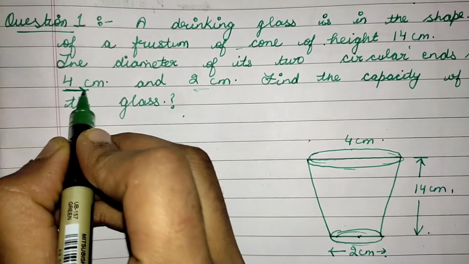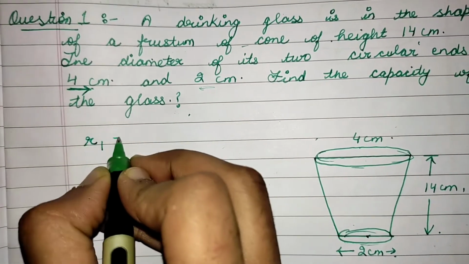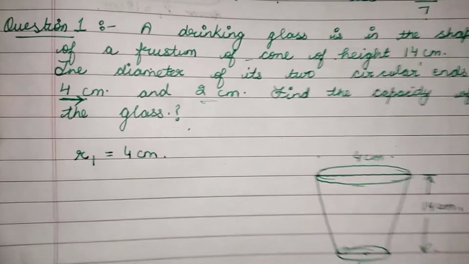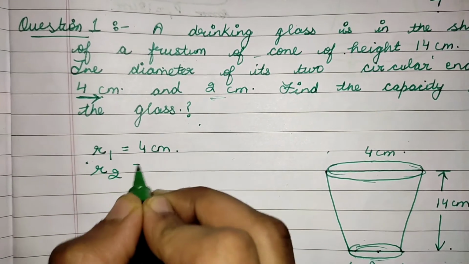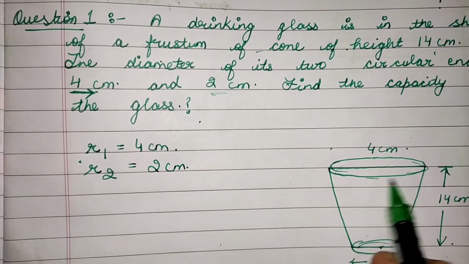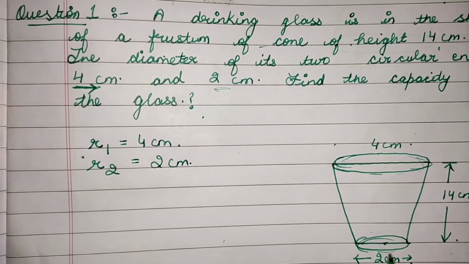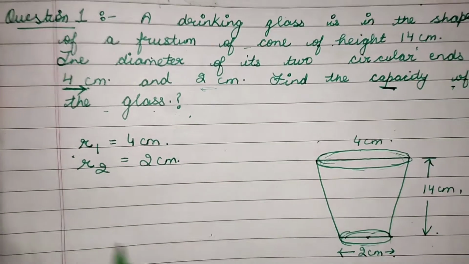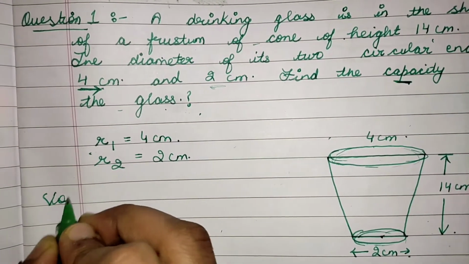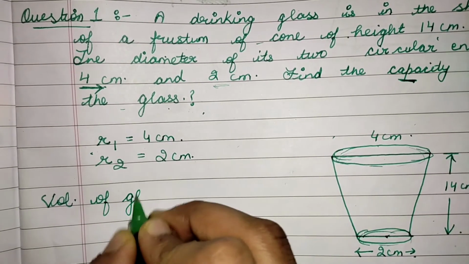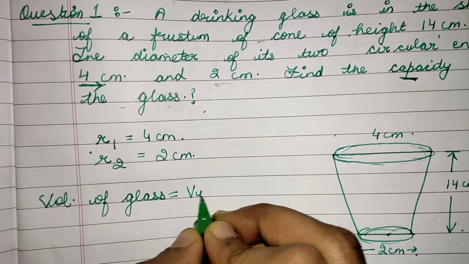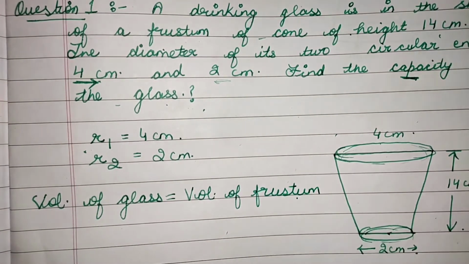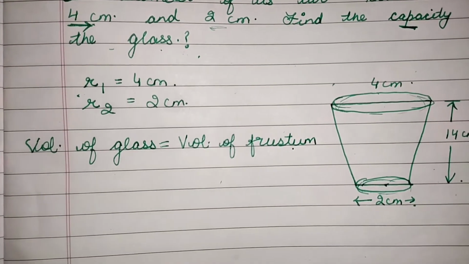So I have told you in the previous video that always the bigger one is our radius 1, R1, and R2 is our smaller radius. So the upper part radius will be 4 centimeter and the lower part radius will be 2 centimeter. Then we have to find out the capacity of the glass. So what does the capacity mean? Capacity of the glass means the volume of the glass, and the glass is in the shape of a frustum. So the volume of the frustum will be equal to the capacity of the glass.